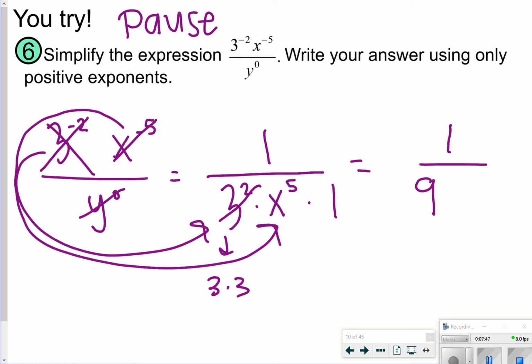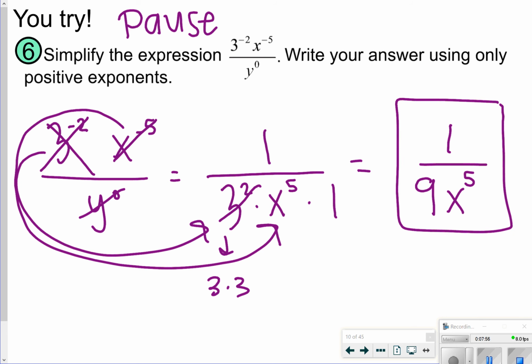Again, crossing off as I go. x to the 5th can't be simplified anymore, so I'm going to write that right next to the 9, and then times 1 will just keep it the same. So my final answer for number 6 is 1 over 9x to the 5th power.